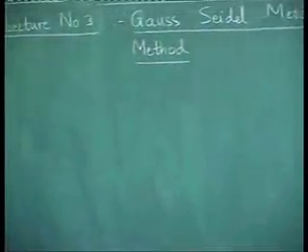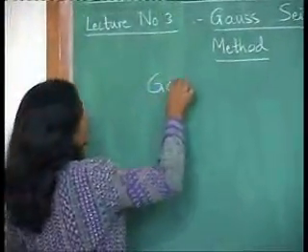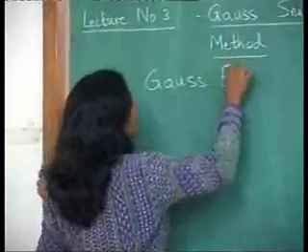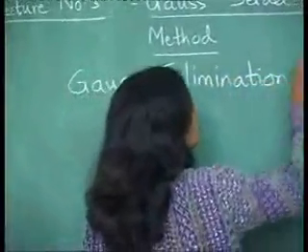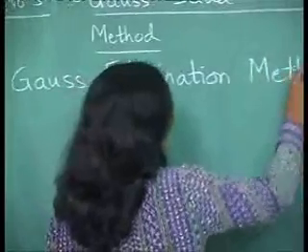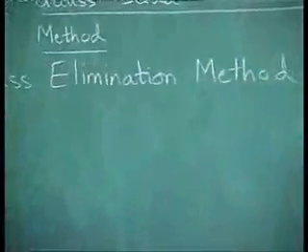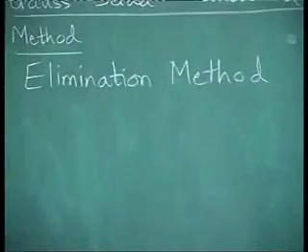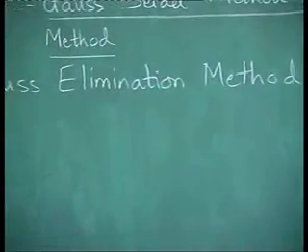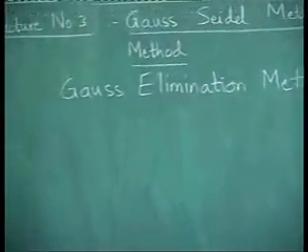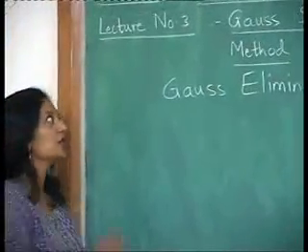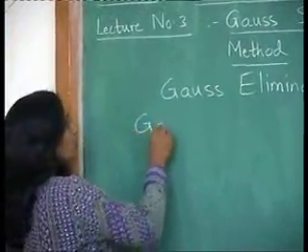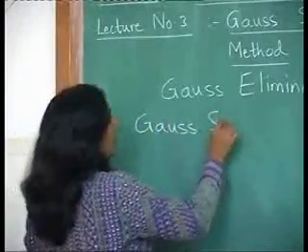Now we have already studied the Gauss elimination method. This was a direct method of solving a system of equations, and also it led to exact solutions. What we are now looking for are approximate solutions to a system of linear equations. So the method that we are going to study was given by Gauss-Seidel.